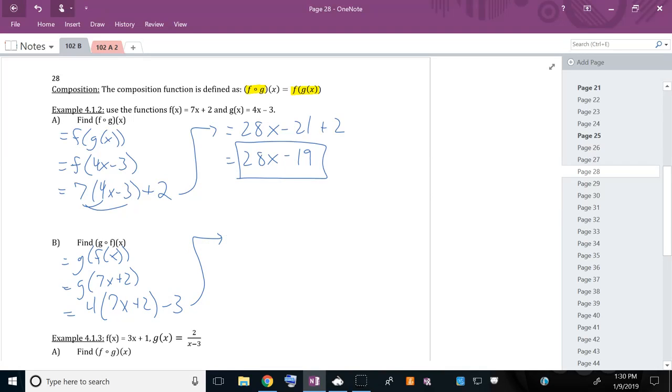And then once again, let's simplify. And I get 28x plus 5.